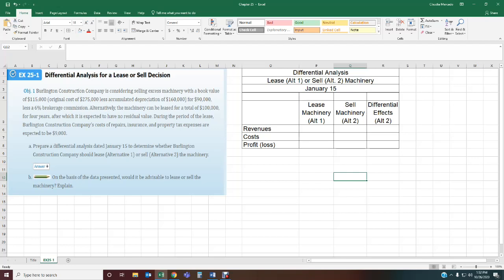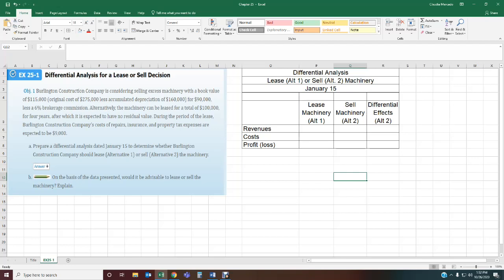Okay, so here we have Burlington Construction Company is considering selling excess machinery with a book value of $115,000. So what does that mean? That means that we have this piece of machinery valued in our books for $115,000. That piece of machinery cost me $275,000, but we've already depreciated it $160,000. Okay, so we have this piece of machinery we're considering selling, and it's in our books for $115,000, and we are planning on selling it for about $90,000, less a 6% brokerage commission.